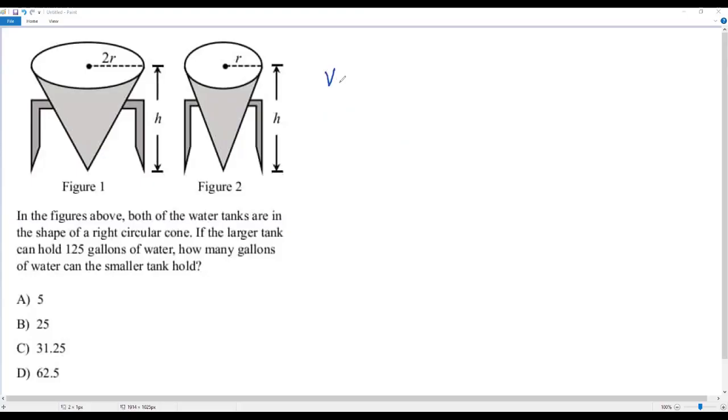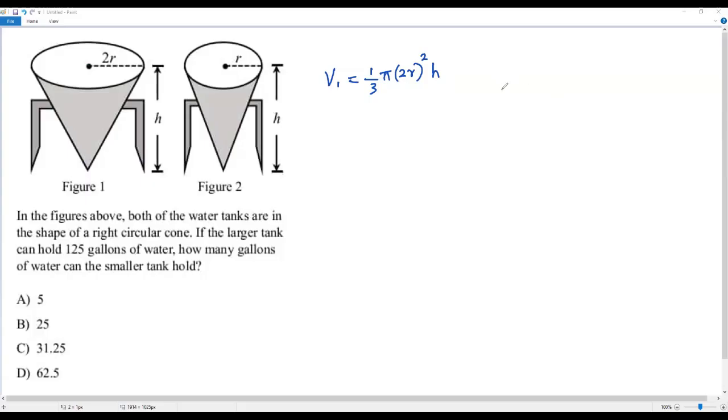Now let me get the amount of water the first tank, the larger tank, can hold. For that we use the formula I just said, 1/3 times pi times r squared times h. But here r represents the radius, and the radius of the larger cone is 2r. So we plug in 2r for r: 1/3 times pi times (2r) squared times h. This is the amount of water the larger tank can hold.